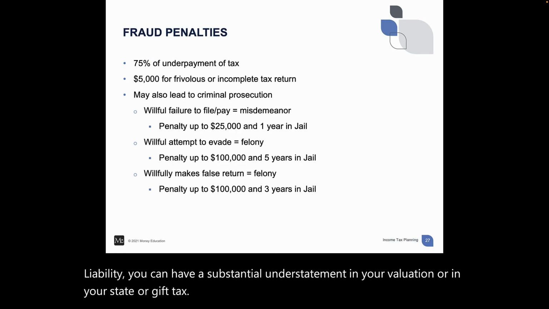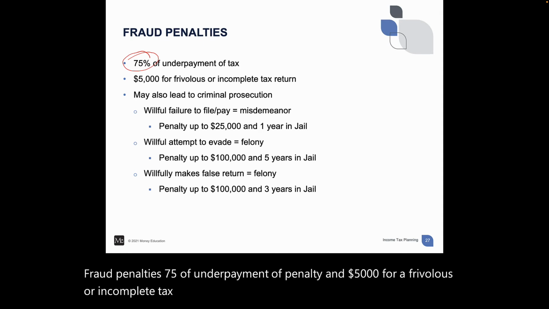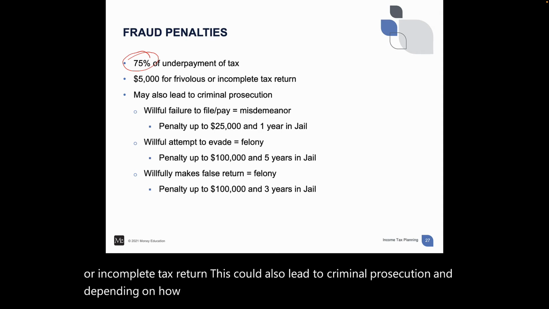Fraud penalties: 75% of the underpayment, and $5,000 for a frivolous or incomplete tax return. This could also lead to criminal prosecution. And depending on how this was about is whether you're charged with a felony or a misdemeanor.